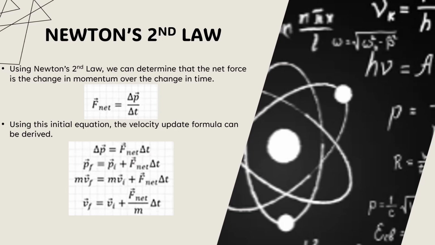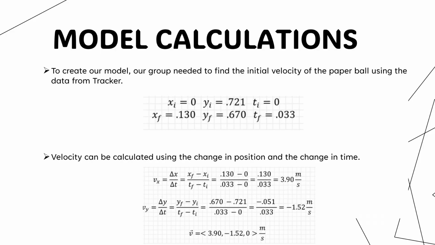Using Newton's second law, we can determine that the net force is the change in momentum over the change in time. Using this initial equation, the velocity update formula can be derived. To create our model, our group needed to find the initial velocity of the paper ball using the data from Tracker. Velocity can be calculated using the change in position and the change in time.